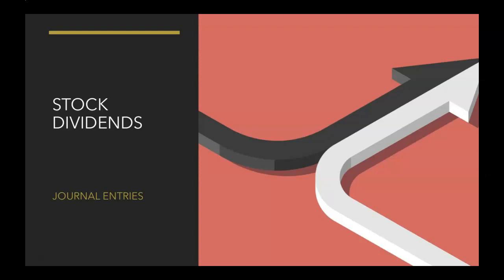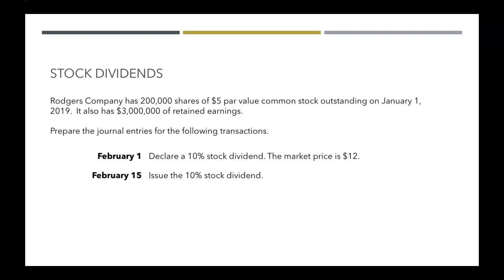Let's work through a stock dividend example problem. So this problem says Rogers Company has 200,000 shares of $5 par value common stock outstanding on January 1st, 2019. It also has $3 million of retained earnings. We need to prepare the journal entries for the following transactions.